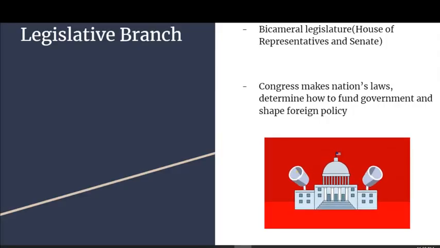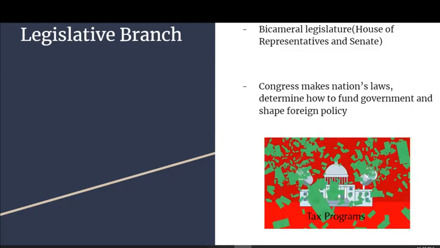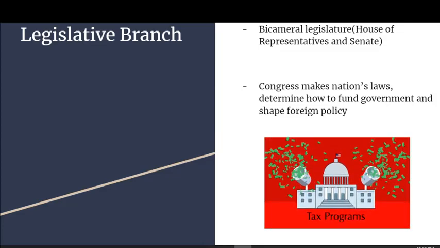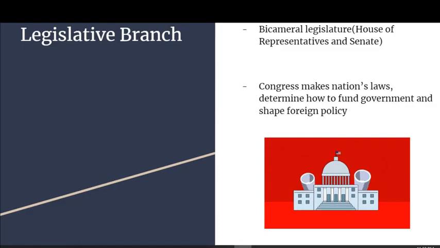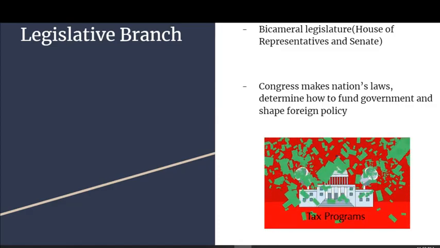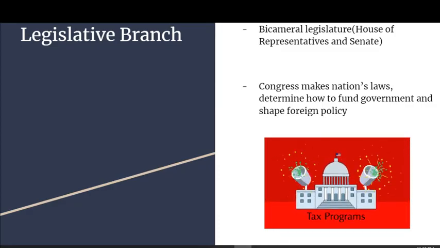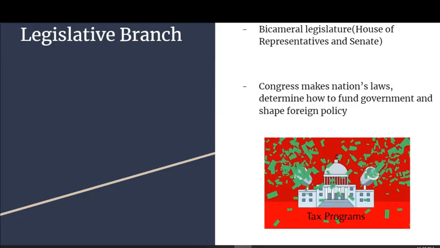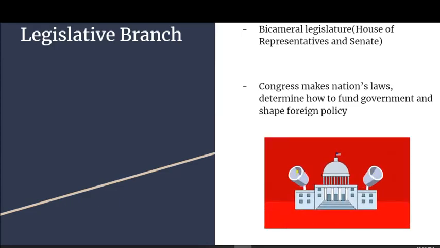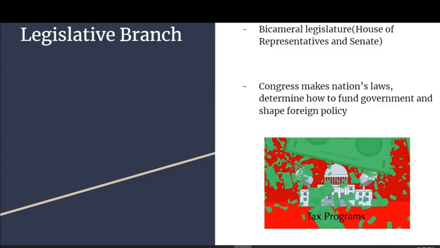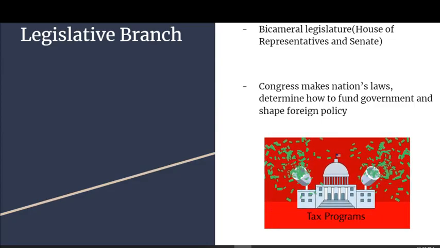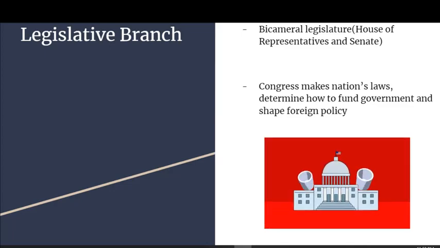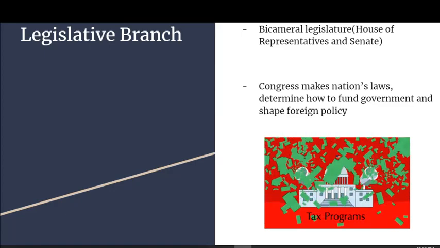First, we're going to cover the legislative branch. The legislative branch includes a bicameral legislature, which means that there's two parts of the legislature. There's two houses, the House of Representatives and the Senate. So the Senate has 100 members. Each state has 2 senators. The House of Representatives has 435 representatives, and a state's number of representatives depends on its population.